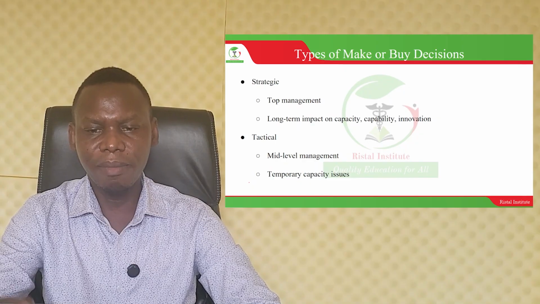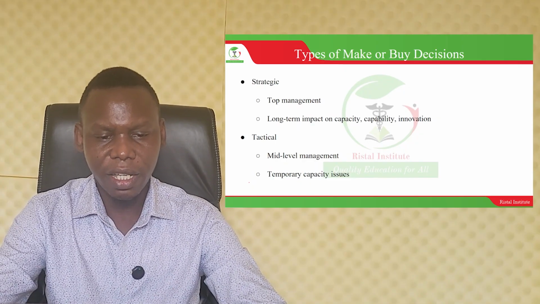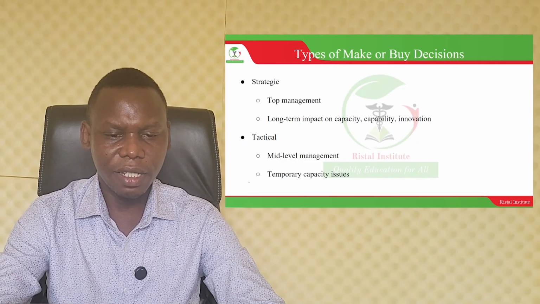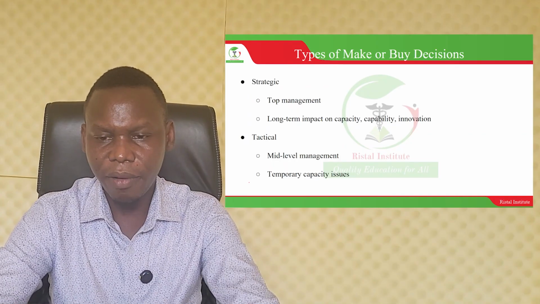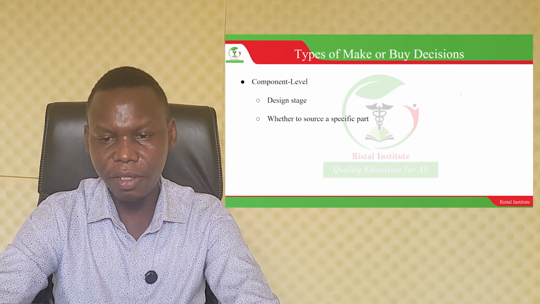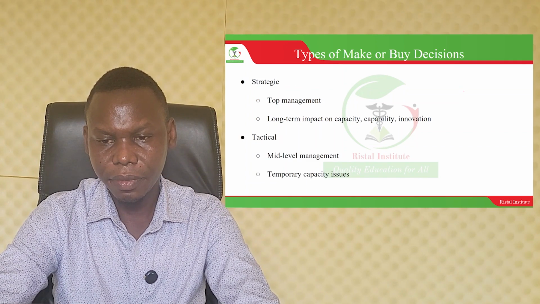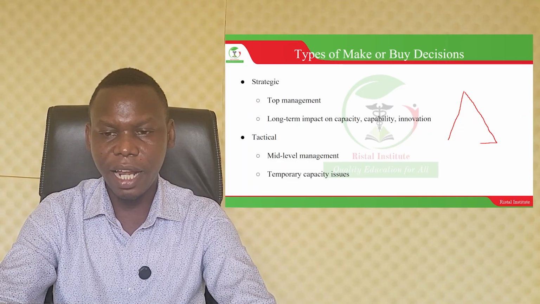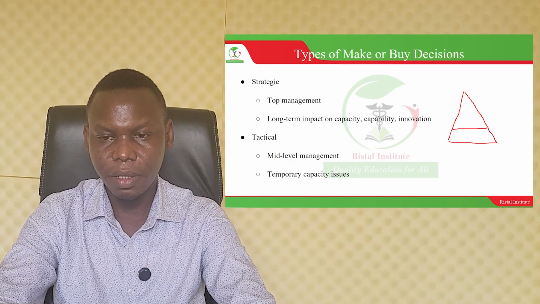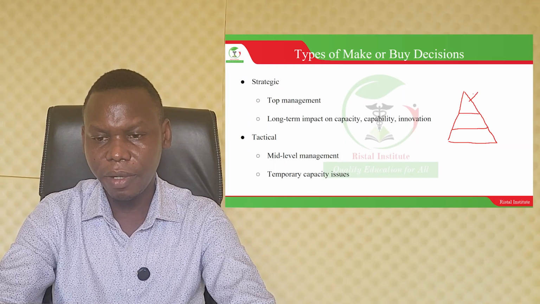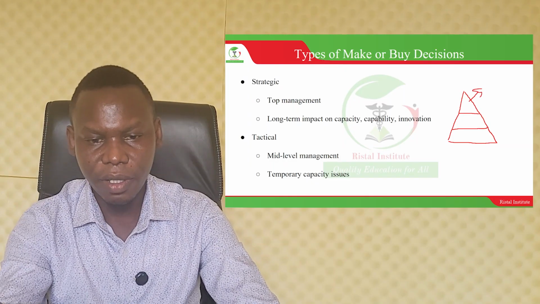Types of making or buying decisions, we have the strategic. As I said before, we have the 3 levels here. I will illustrate something slightly for us, and I will divide it into 3. I'm drawing the management levels. On top here, we shall have the strategic. In the middle, we have the tactical. And down, we have the operational. So this is how it flows.